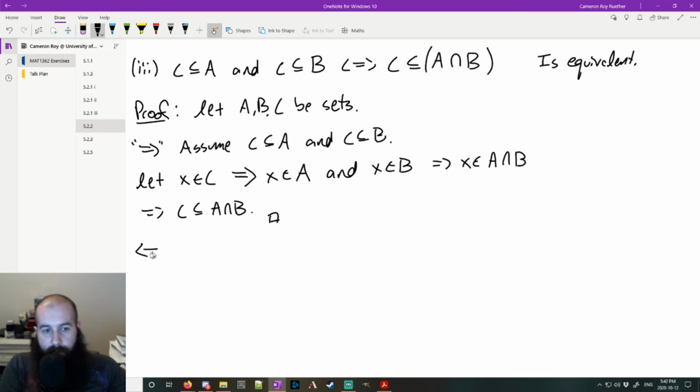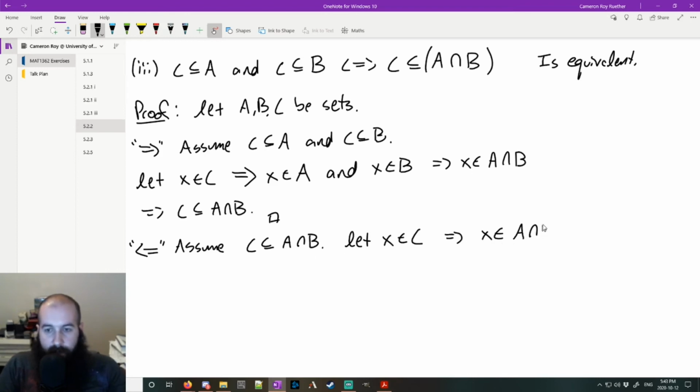Now if we look at the reverse direction, we now assume that C is a subset of A intersect B. We're going to let X be an element of C. Now, since it's an element of C and C is a subset of the intersection, this means that X is in A intersect B. But this means X is in A and X is in B by definition.